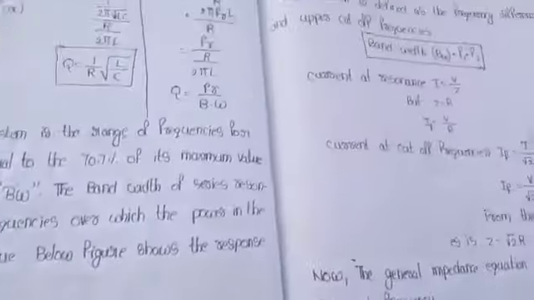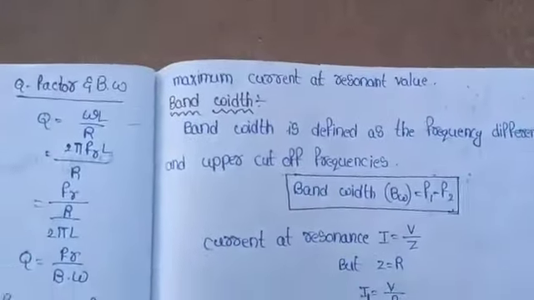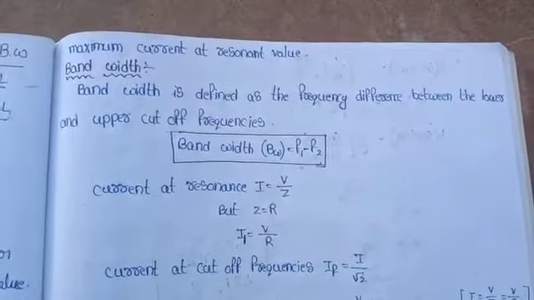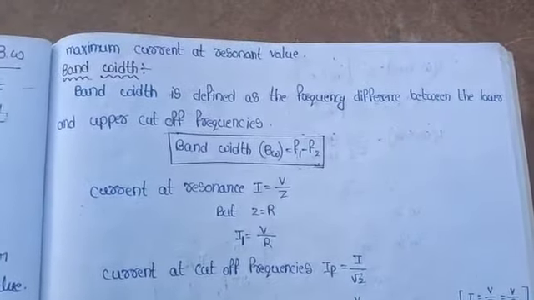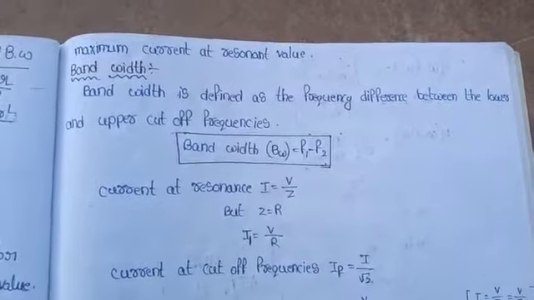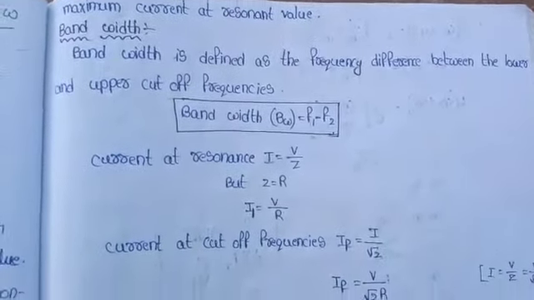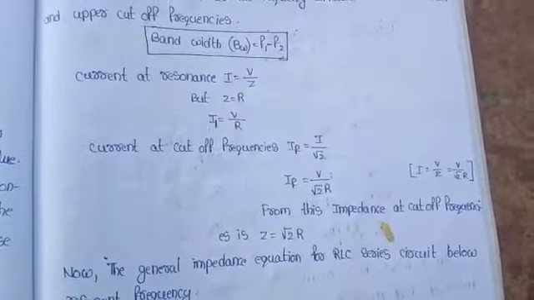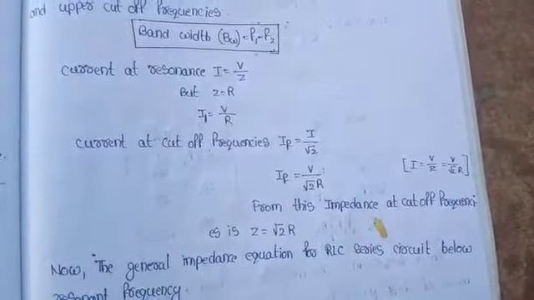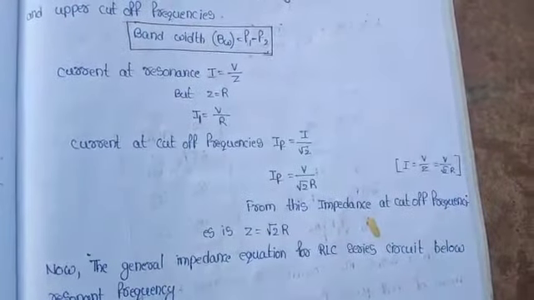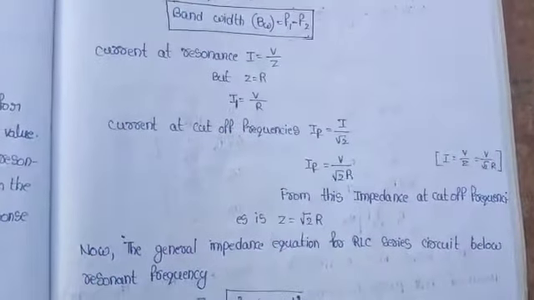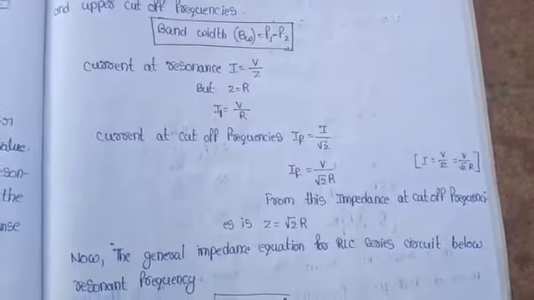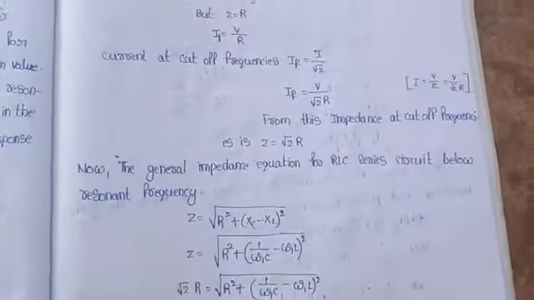Now the derivation of bandwidth, this is the most important derivation. Bandwidth is already known: it is the band of frequency, that is the difference between the lower and upper cutoff frequencies, so bandwidth is f2 minus f1. Now the current at resonance is I equal to V by Z, and Z is nothing but R, so I is V by R. The current at half power frequencies or cutoff frequencies is I by root 2, that is V by root 2 R. So from this, Z is equal to root 2 R.